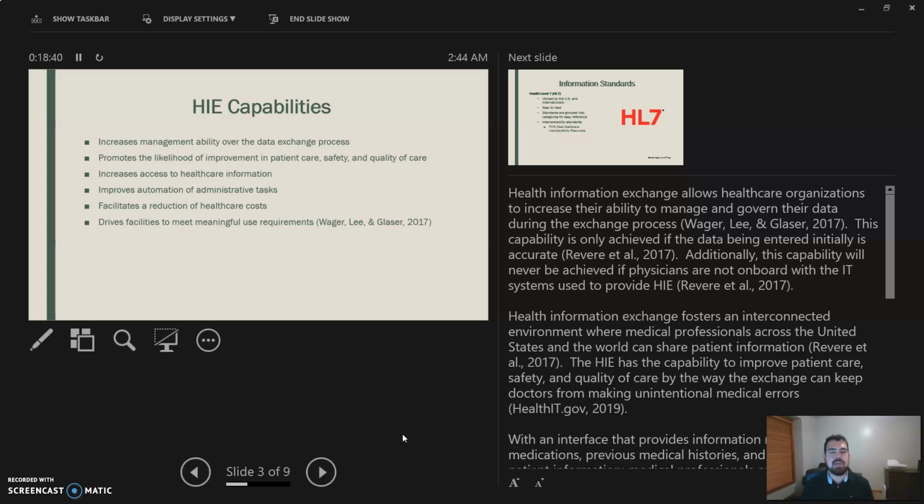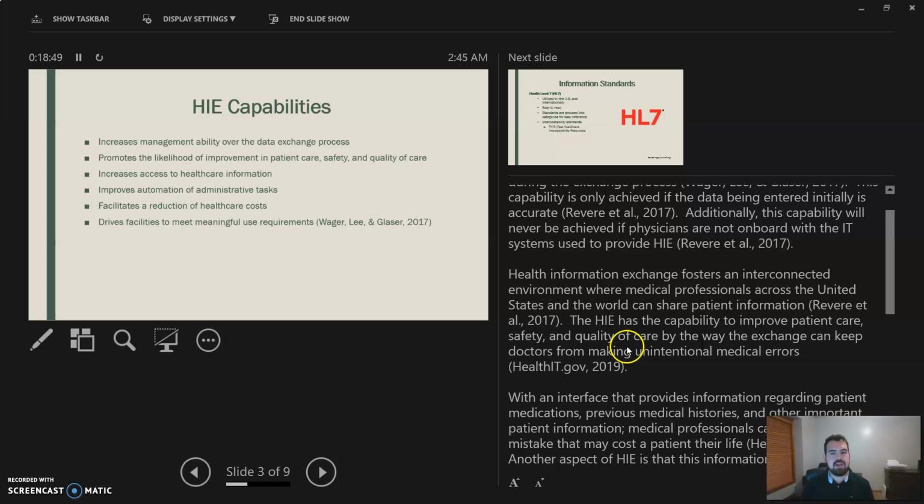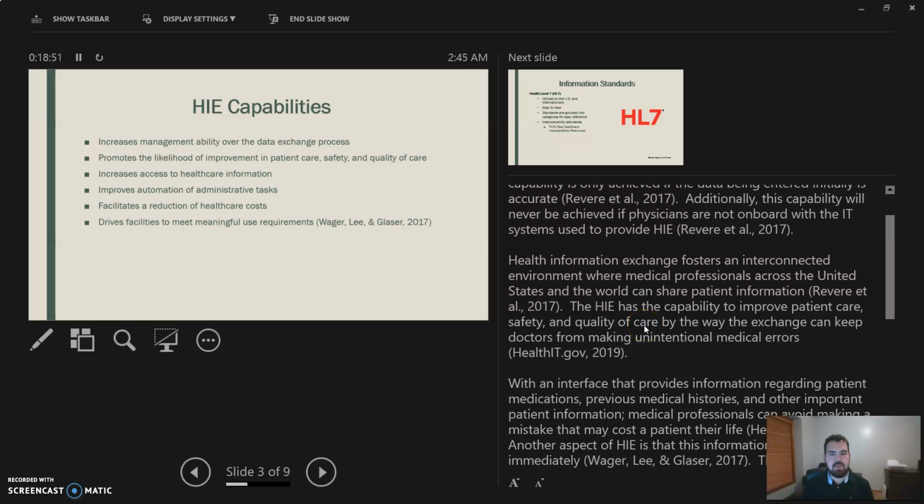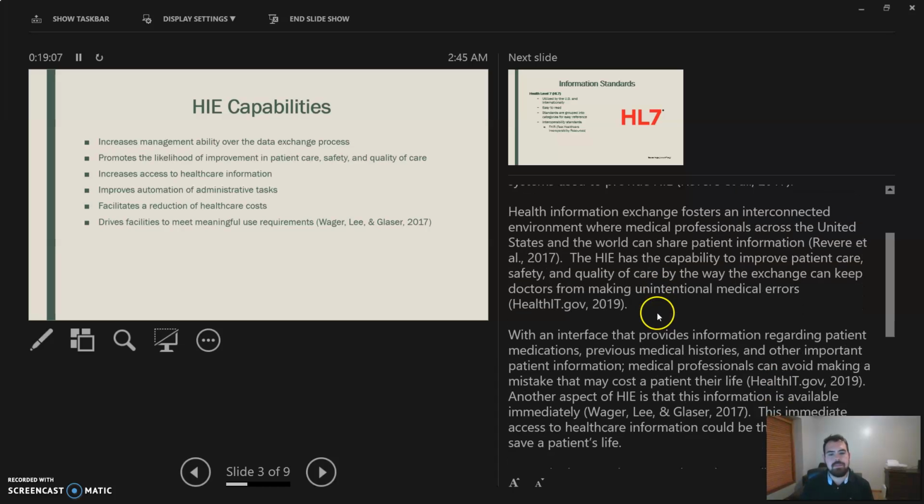However, it's our job as healthcare professionals to help guide them towards the use of IT systems. Healthcare information exchange fosters an interconnected environment where medical professionals across the United States and the world can share patient information. The HIE has the capability to improve patient care, safety, and quality of care by the way the exchange can keep doctors from making unintentional medical errors.